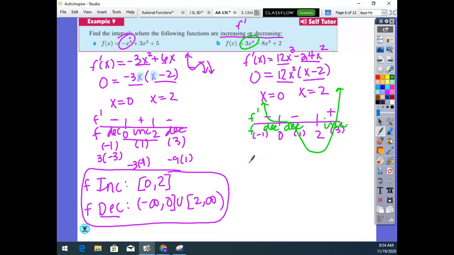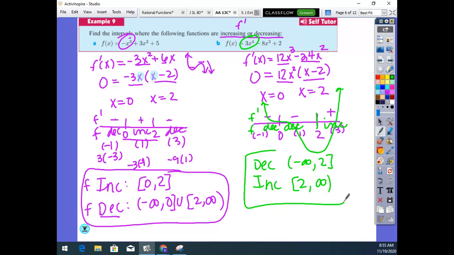All right, so it's decreasing from -infinity up to 2, including 2. Then it's increasing from 2 to infinity. So think about if I would have asked you to graph this, you would have had no idea what it looks like. The derivatives help us to see what's going on with the graph.